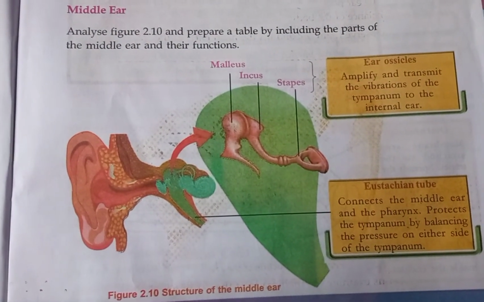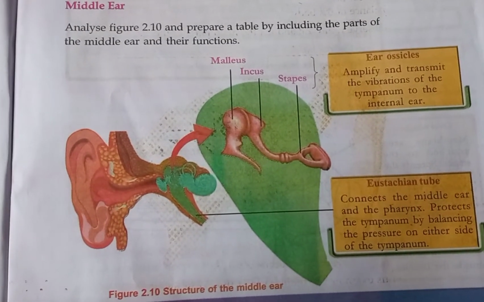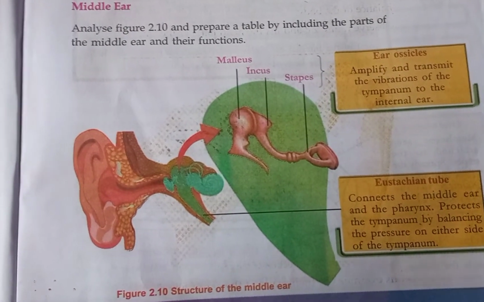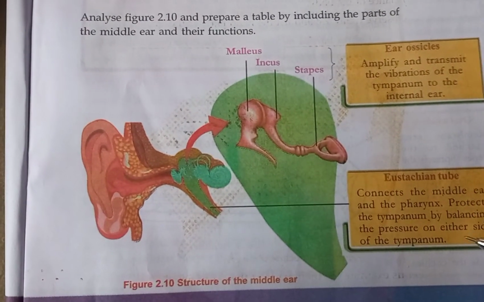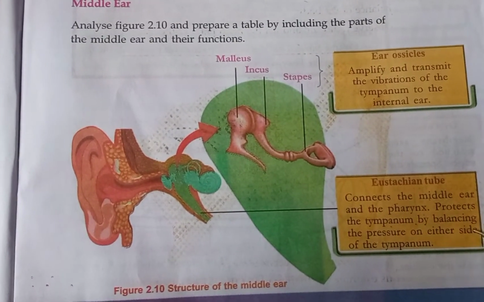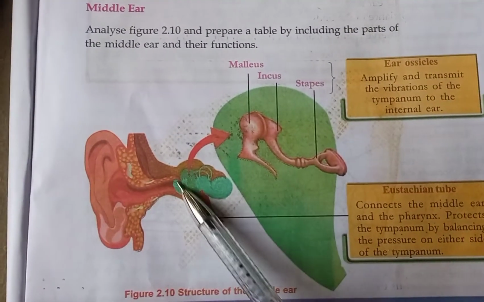Medicine enters the pharynx, the throat. This means there is a connection between the middle ear and the pharynx. Why is it connected? It protects the tympanum by balancing the pressure on either side of the tympanum. Both sides of the tympanum require pressure.